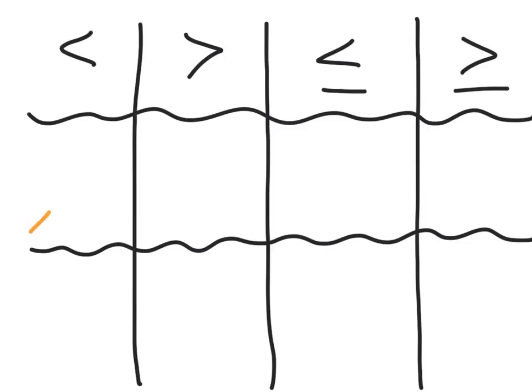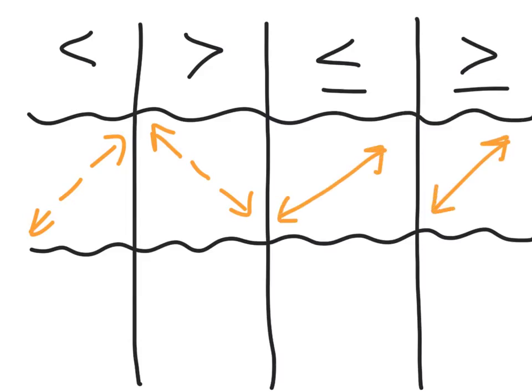If our symbol is a less than or a greater than, our line is dashed. If our symbol is less than or equal to or greater than or equal to, the line is solid. And that's because there's this solid line underneath as well.